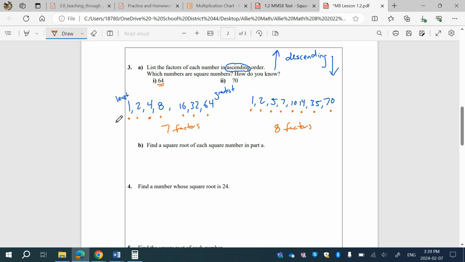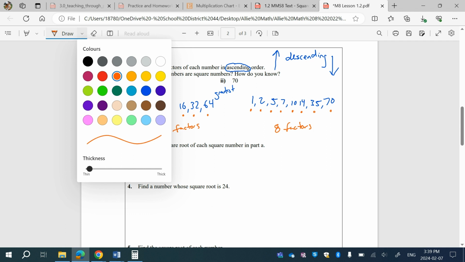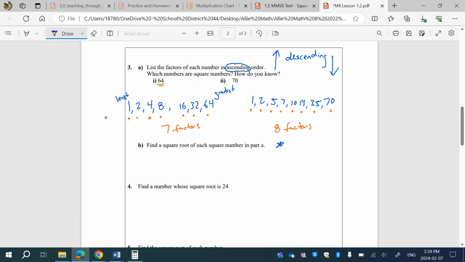So what this, it's always going to be true, and maybe you should write this down on your notes. Maybe we should put this right here. Maybe I'll do another color. Is that perfect squares always have an odd number of factors.